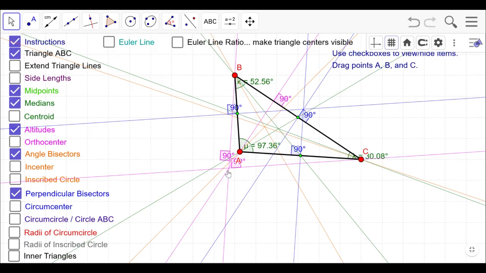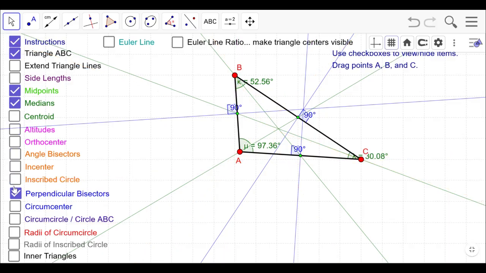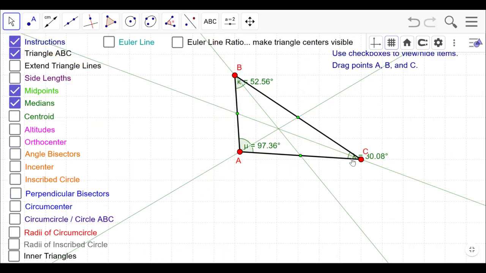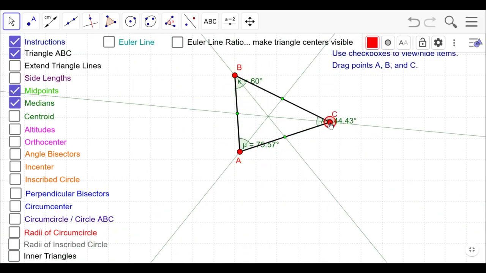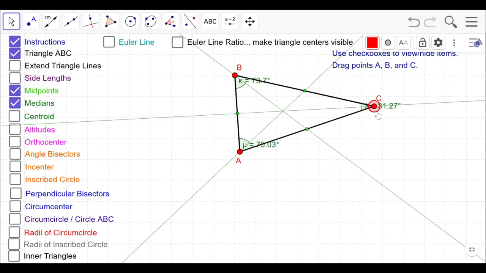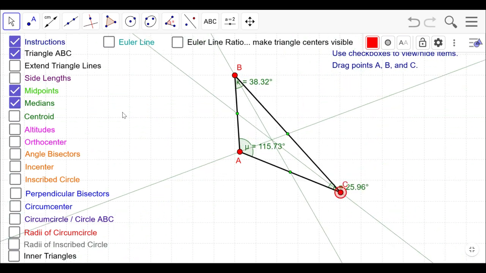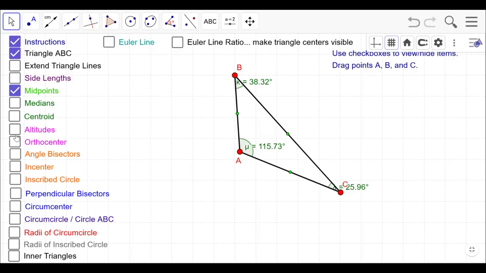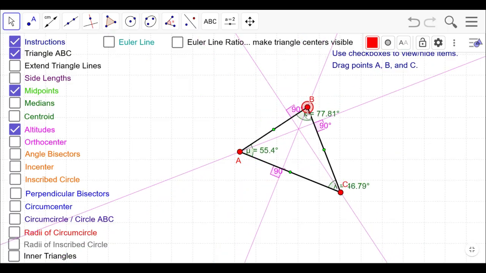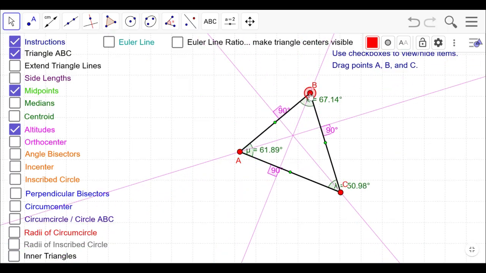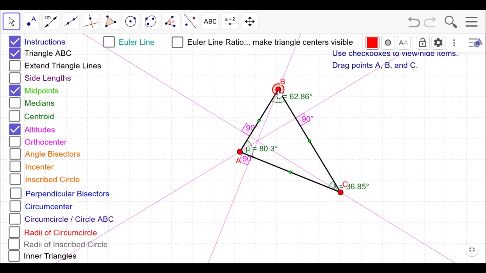All right, so we're looking to see which of these will always go through the midpoint. So I'm going to look at one at a time. So let's talk about this together. I'm going to look at medians first. So if I move this around, do my medians always go through the midpoints? Yes or no? Yes, they do. All right. I'm going to check altitudes. Do the altitudes always go through the midpoints? Are the altitudes going through those green dots? No.